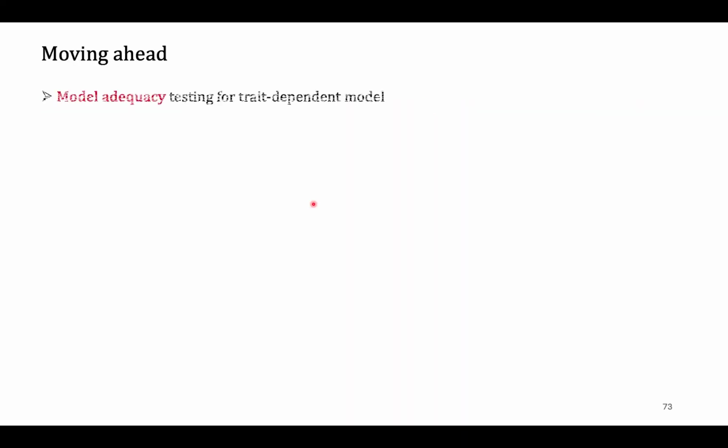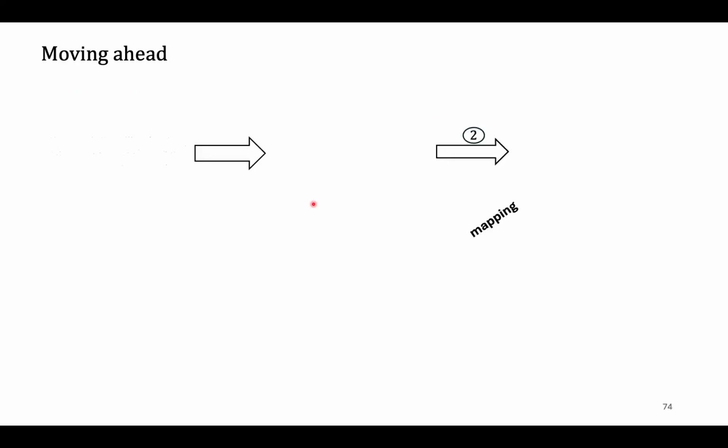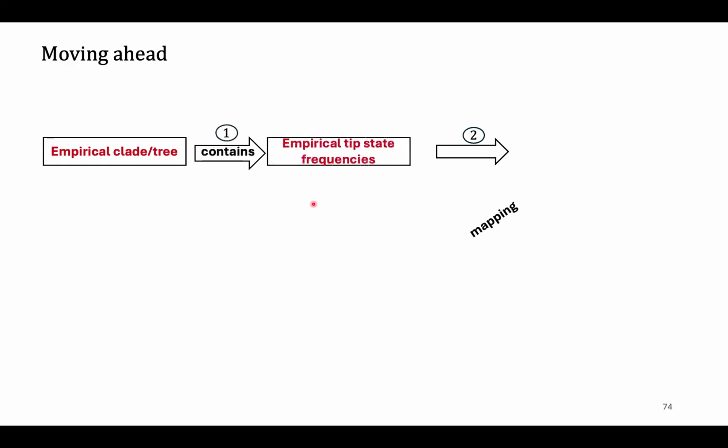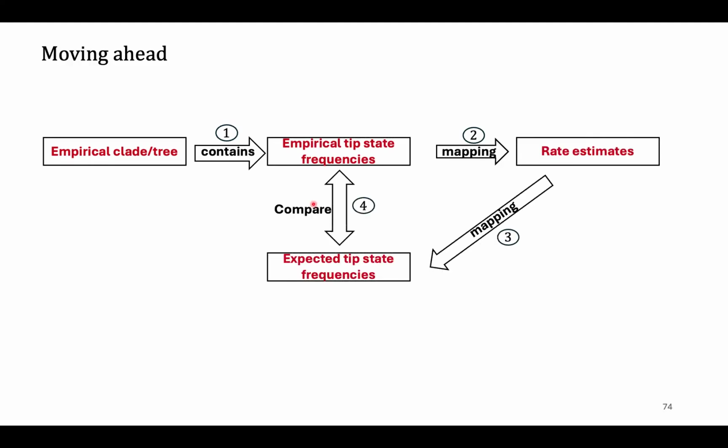So just moving ahead from this work, what we can do is some model adequacy tests. This paper here, they perform adequacy tests in the state-dependent model using a simulation-based approach. Because we have this theoretical result linking stationary frequencies and the rates relationship, we can actually validate that what we see from the empirical data matches what we hope to see from the model.